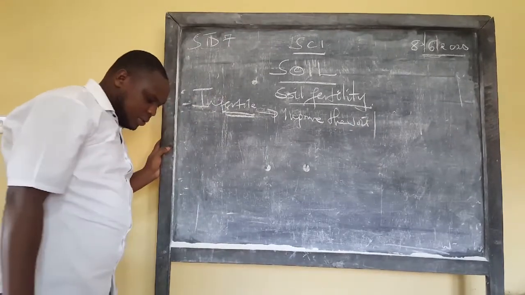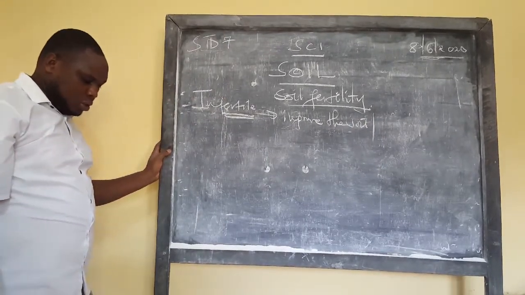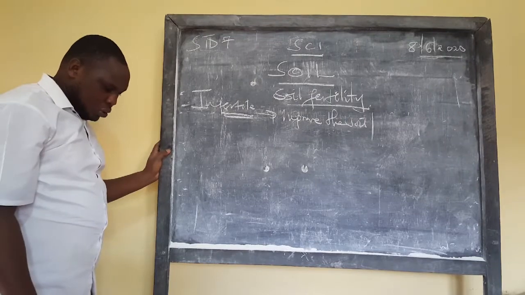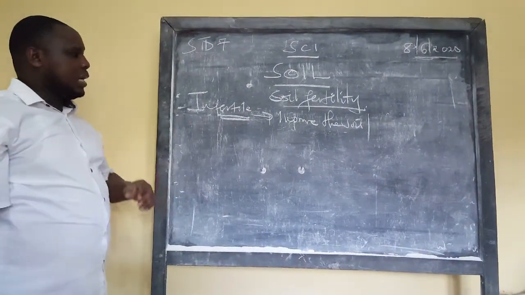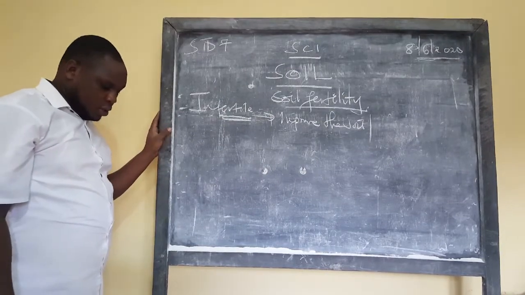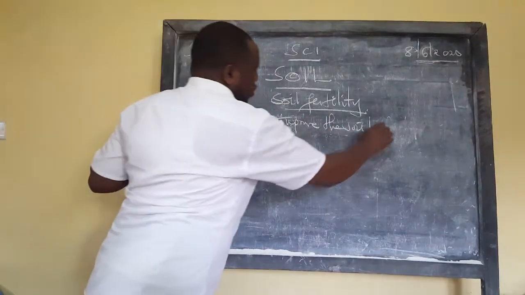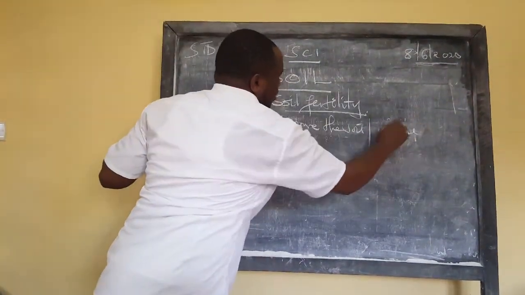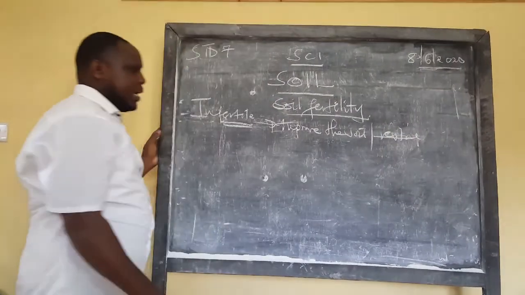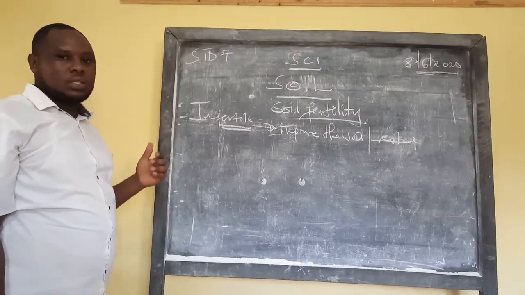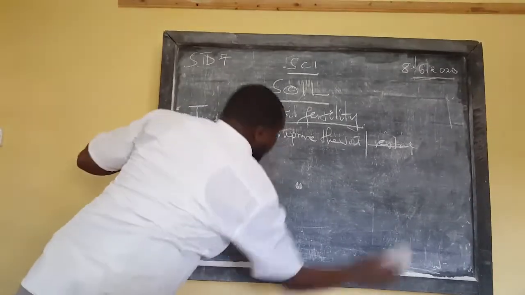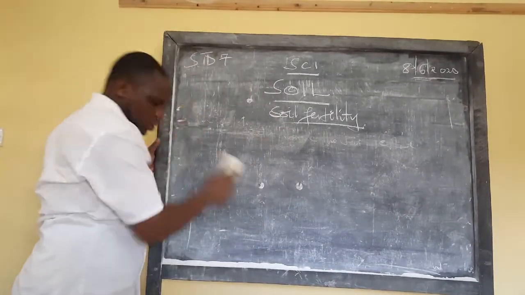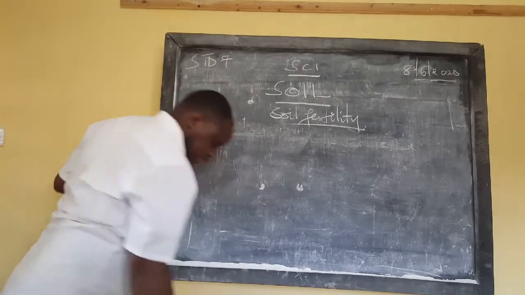Or we can talk about making it have enough nutrients that can support plant growth. We can talk about improving or restoring. We want to restore the soil again, to regain its fertility as usual. So what is soil fertility? We begin from defining what soil fertility is.